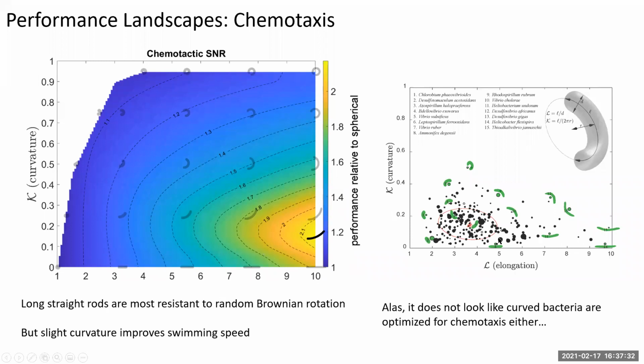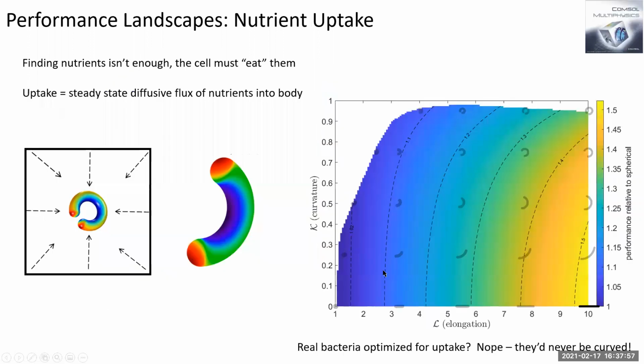Still, if we superimpose our real shapes on this landscape, there's not really a clear pattern here. It's not like all our shapes are super long and skinny and curved. No, they're actually opposite. They're all over here in the blue. So we haven't really explained why bacteria are curved with chemotaxis either, at least not by itself.